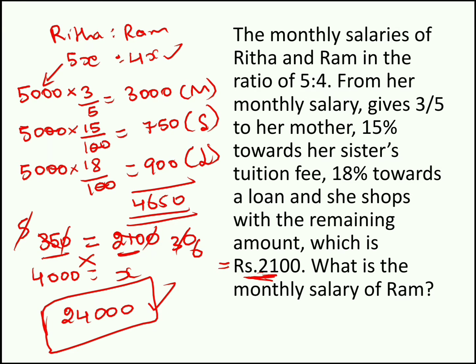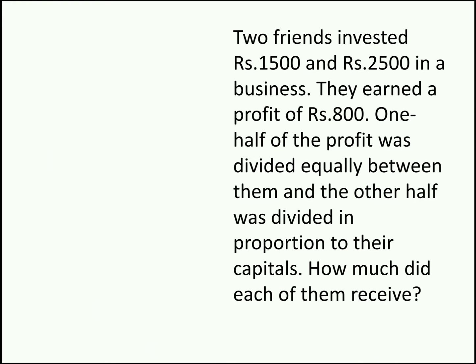Now moving to our fourth question. Two friends invested rupees 1,500 and 2,500 in a business. They earned a profit of 800. One half of the profit was divided equally between them, and the other half was divided in proportion to their capitals. How much did each of them receive?